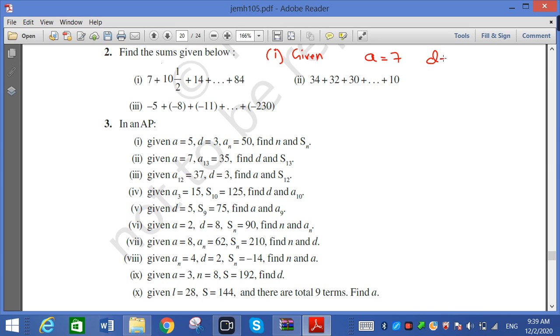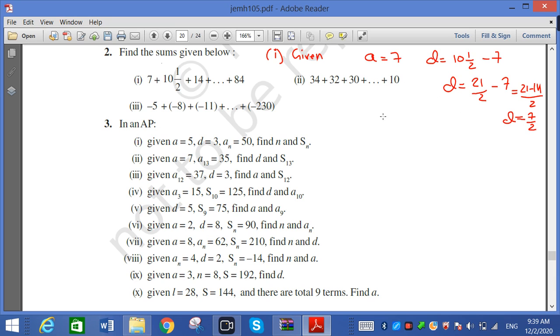D is equal to 10 and a half minus 7, that is 21 by 2 minus 7. 7 is 14 by 2, so 21 minus 14 divided by 2, that is 7 by 2. So D is equal to 7 by 2, and A is equal to 7.